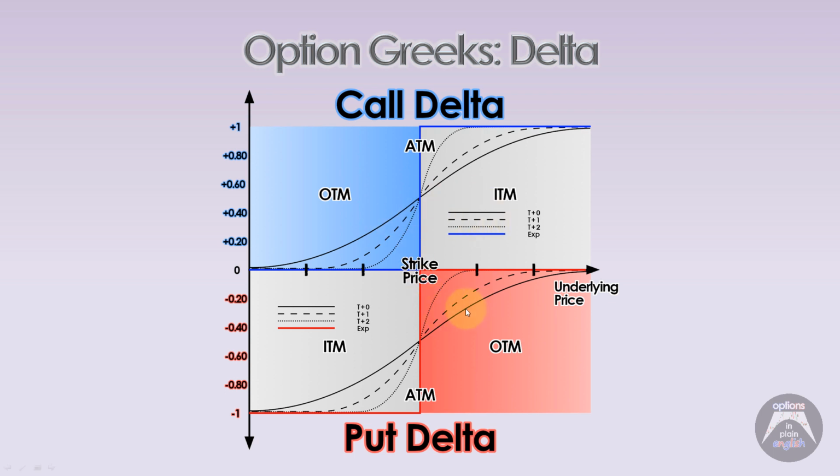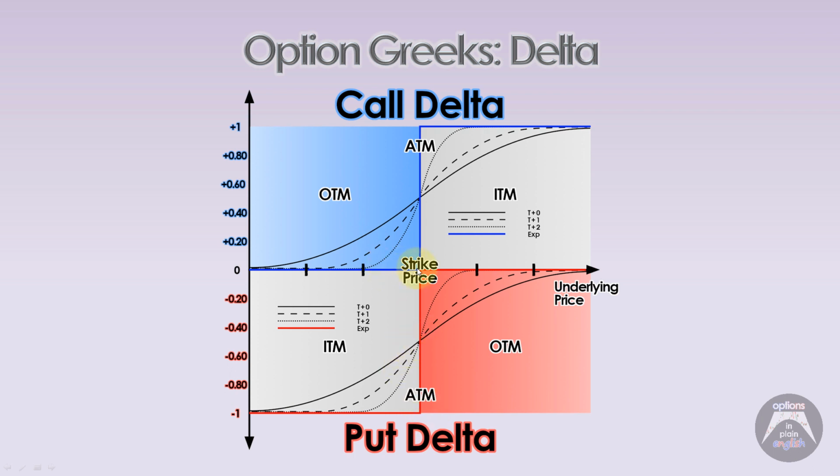For puts, it's the exact same thing but in reverse. If the price starts going down and then it crosses the strike price, it becomes in the money, and then you're going to have values that are higher in absolute value, so lower in real value, than the minus 0.5 that you have here. And this is very important because this is going to tell you that you're approaching -1.